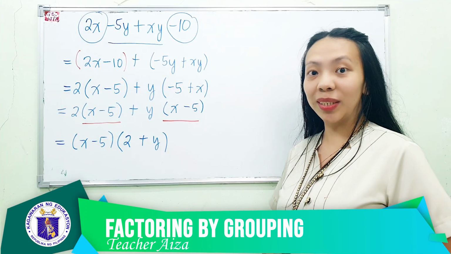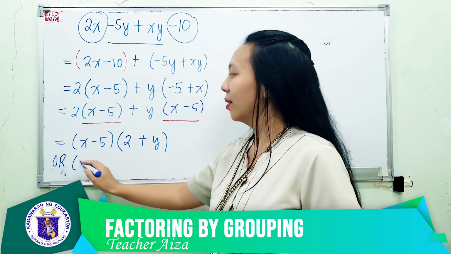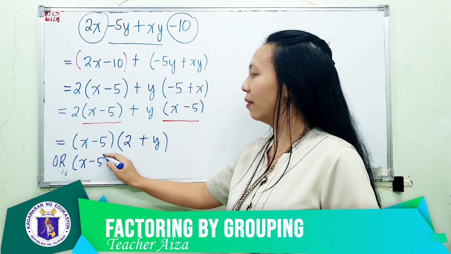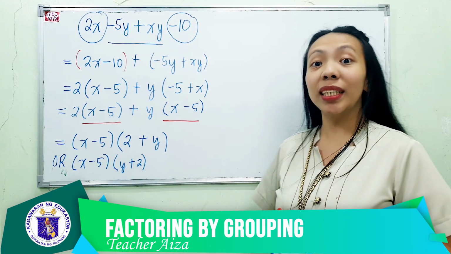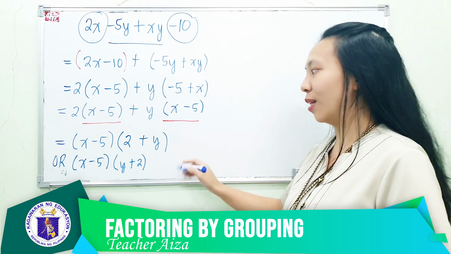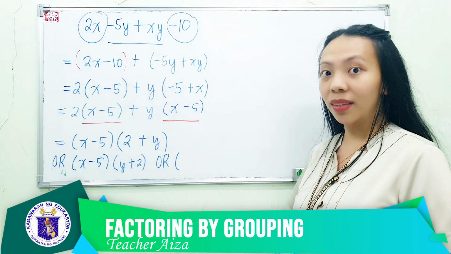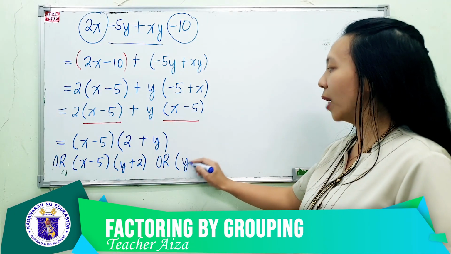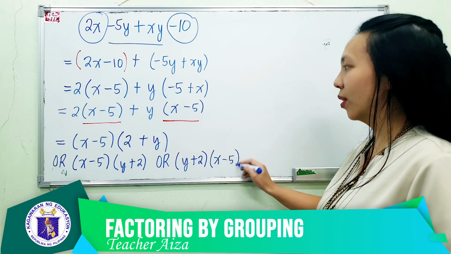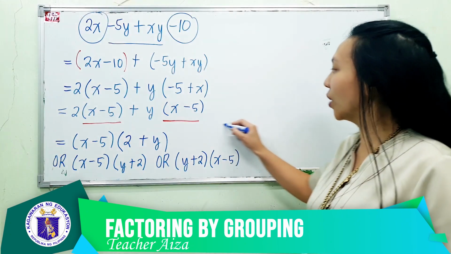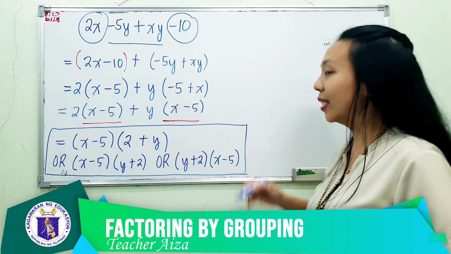Since addition is commutative, we can rewrite the factored form as the quantity x minus 5 times the quantity y plus 2. And since multiplication is commutative, there is another way of writing the factored form of the polynomial. That would be the quantity y plus 2 times the quantity x minus 5. To check that these are the correct factors of the given polynomial, you apply the FOIL method.